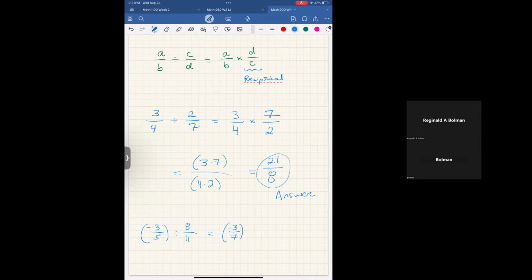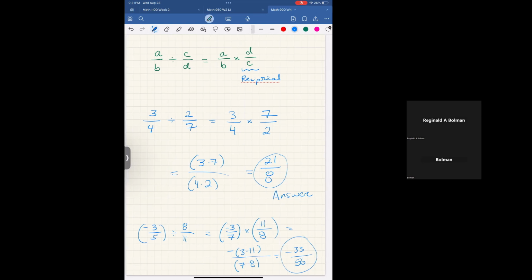All you're going to do is leave your first fraction the same. You will flip the bottom fraction just like so. Negative times positive is a negative. You'll do 3 times 11 on top, and you'll have 7 times 8 on bottom. 3 times 11 gives you 33. 7 times 8 gives you 56, and that is our answer.